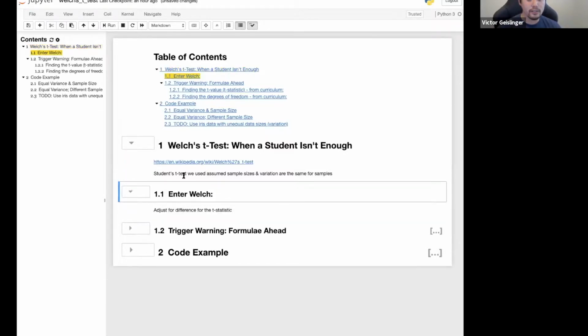So enter Welch, right? So Welch basically says, all right, we're going to do a variation of the t-test, but this time we're going to adjust for that difference in the t-statistic.